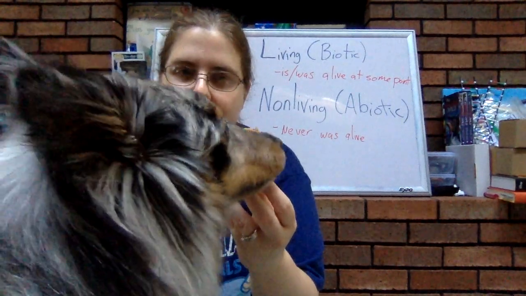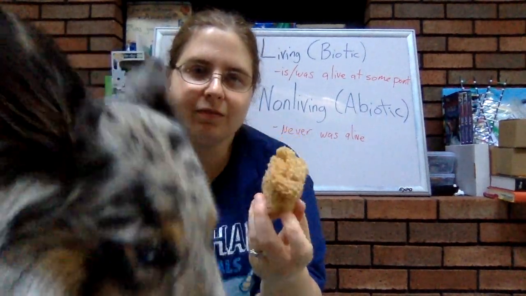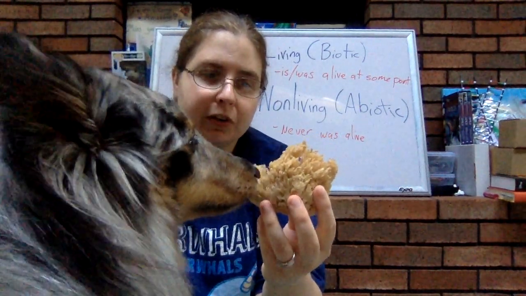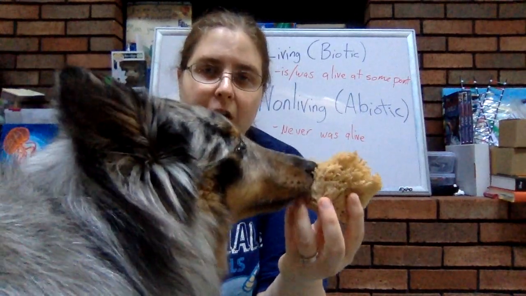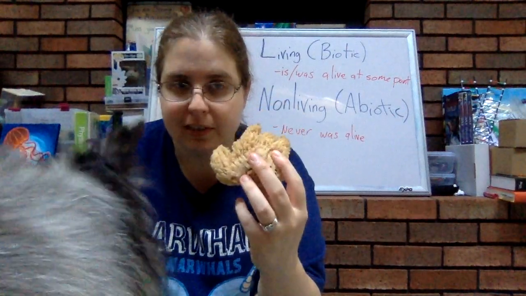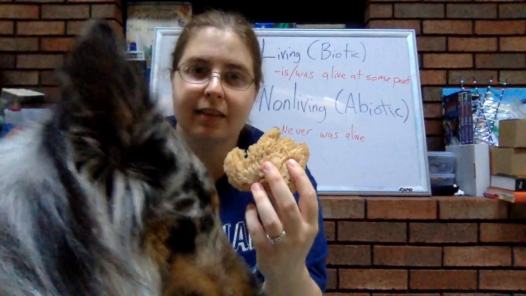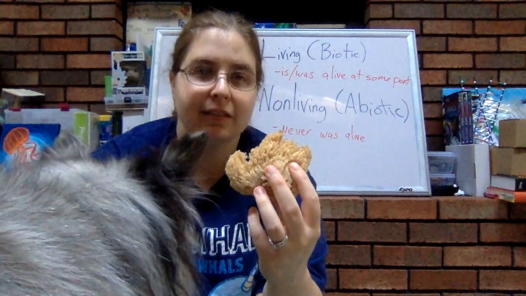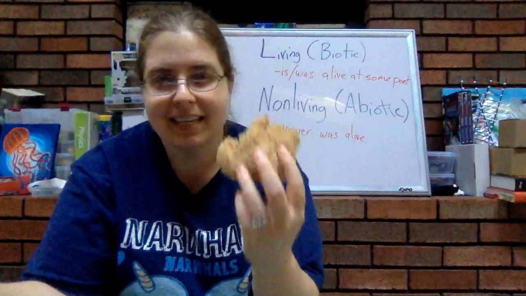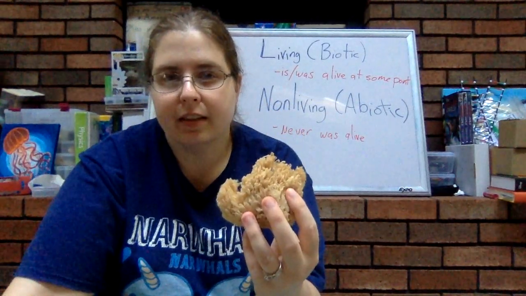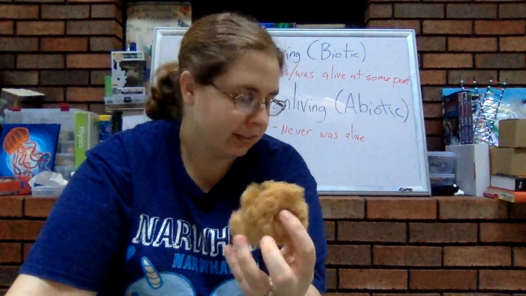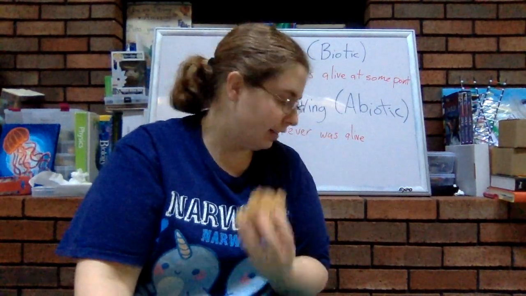You are just all up in this sponge, aren't you? It was once alive. It is dead now. Even if I put it in water and rehydrate it, the cells are all dead. But it was once alive. It's made out of dead cells now, but it was still once living. So this is still considered biotic. Just because it's dead now doesn't mean that it didn't at some point exhibit the 8 characteristics of living things. So the sponge is biotic, it is living.